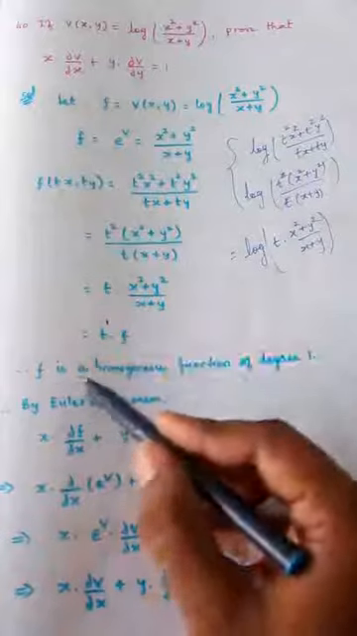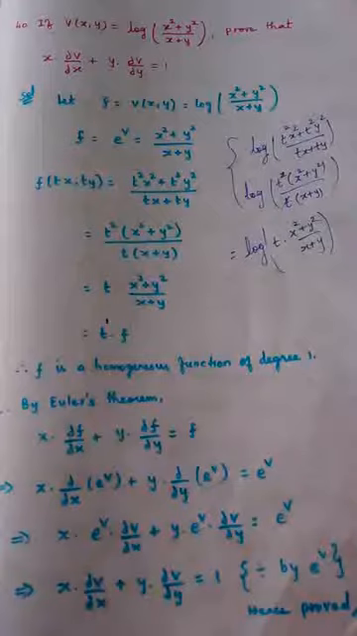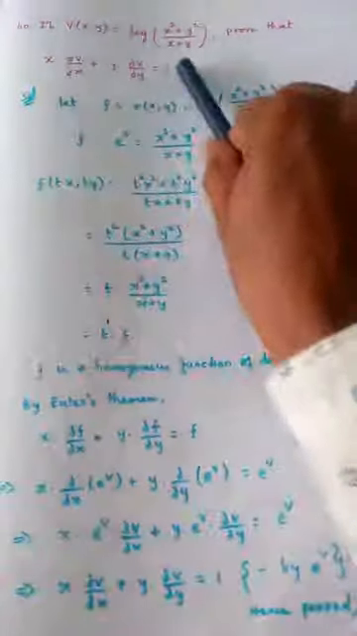So what is the meaning? f is a homogeneous function of degree 1. Yes or no? But what do we have to prove? We need to prove this result.